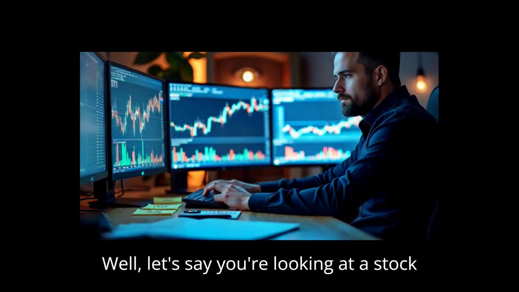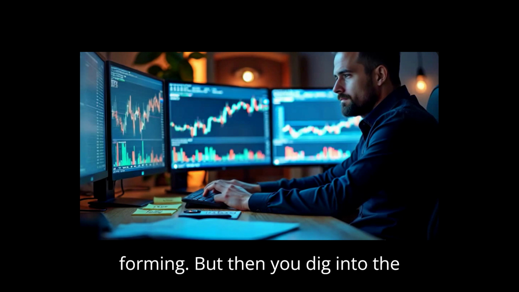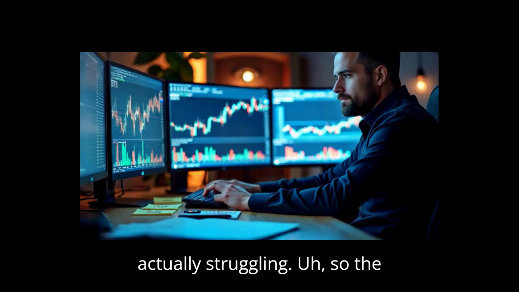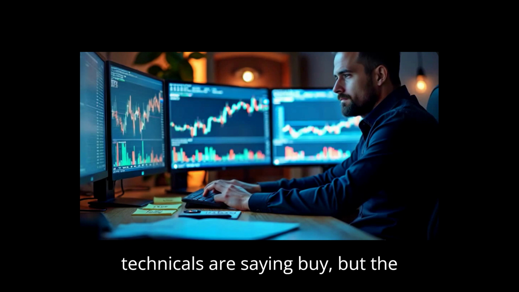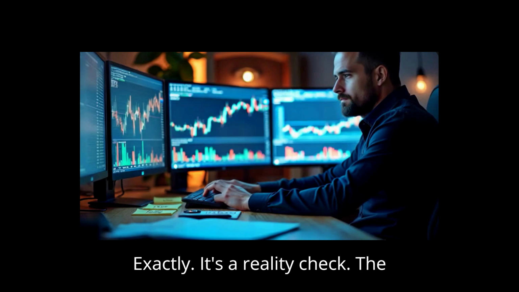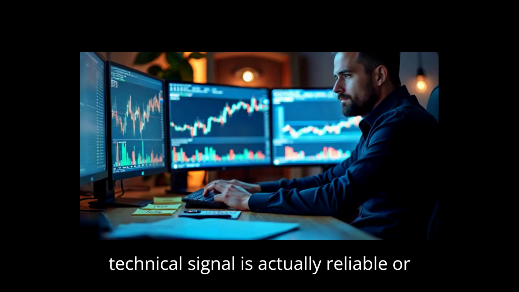Well, let's say you're looking at a stock and you see that beautiful golden cross forming, but then you dig into the fundamentals and realize the company is actually struggling. So the technicals are saying buy, but the fundamentals are screaming run away. Exactly. It's a reality check. The fundamentals can tell you whether that technical signal is actually reliable or not.